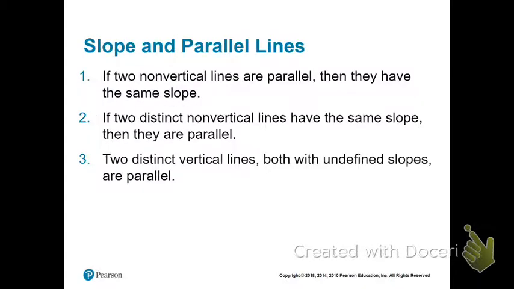So remember, parallel lines are lines that never cross, and they never cross because their rise and their run are exactly the same. So with parallel lines, their slopes are equal. If two non-vertical lines are parallel, then they have the same slope. If two distinct non-vertical lines have the same slope, then they are parallel. And if two distinct vertical lines both have undefined slopes, then they're parallel. If they both have undefined slopes, that means their slopes are still the same.